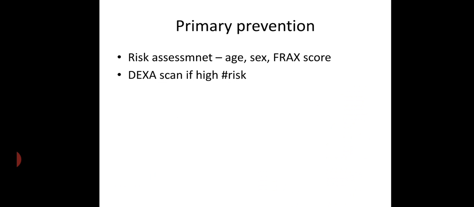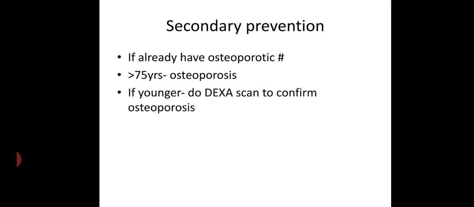For primary prevention, first we have to do risk assessment with age, sex, and the FRAX score. And DEXA scan can be done if there is high risk for fracture. Secondary prevention, if the patient already has an osteoporotic fracture: if more than 75 years, we can say the fracture is due to osteoporosis. But if younger, then we have to do DEXA scan to confirm osteoporosis.